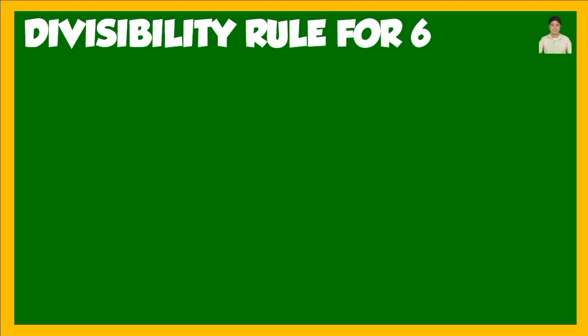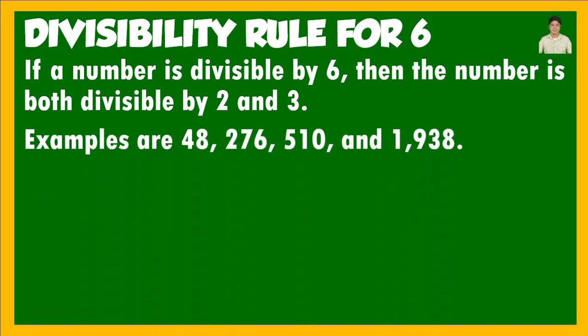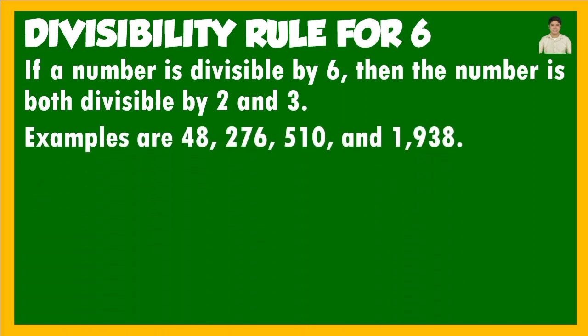So let us have the divisibility rule for 6. If a number is divisible by 6, then the number is both divisible by 2 and 3. Okay, so dito, kino-consider natin yung divisibility rule by 2, tsaka yung 3. Okay, so kapag yung number divisible by 2 and divisible by 3, automatically that number is divisible by 6. So let us have examples.